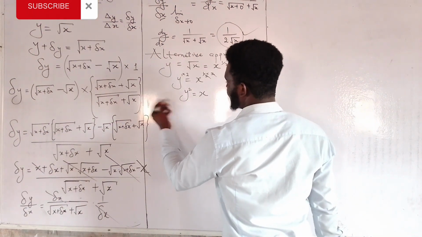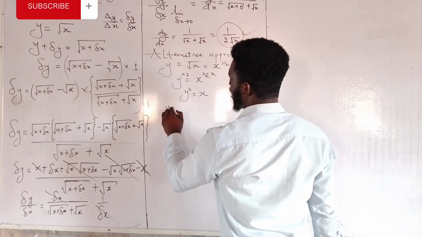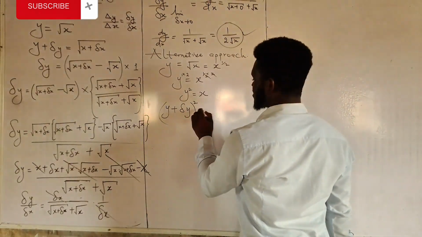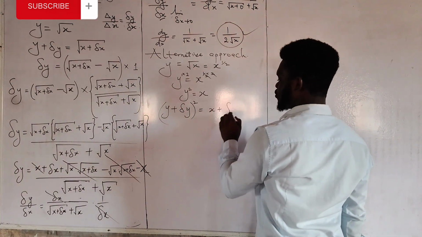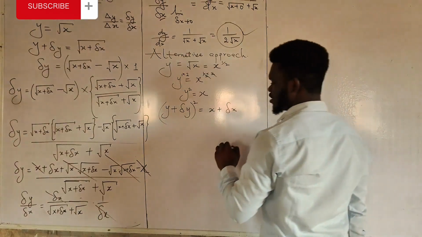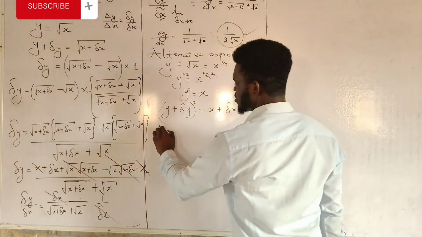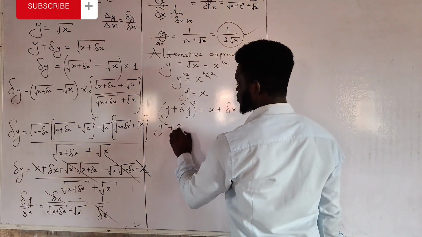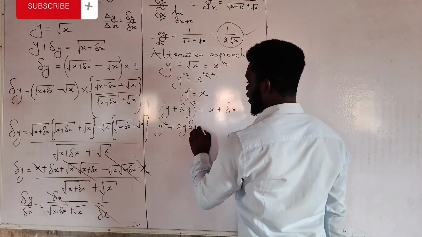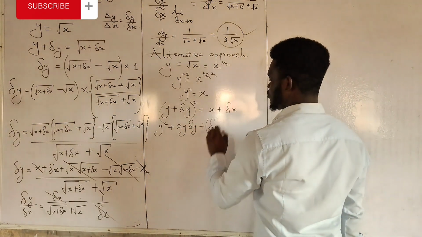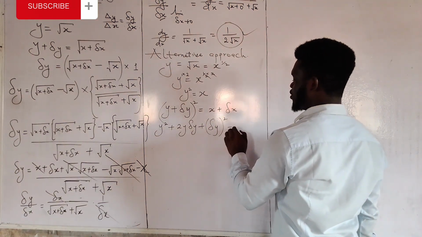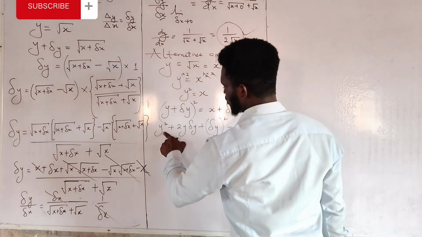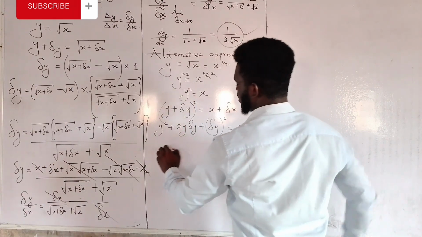Taking our derivative, find the increment on both sides. So we have y plus the change in y, all squared, equal to x plus change in x. Yes, let's be very careful now. When you expand this, you are going to come out with y squared plus 2y change in y plus the change in y all squared, equal to x plus change in x. So what is y squared? Y squared is x.